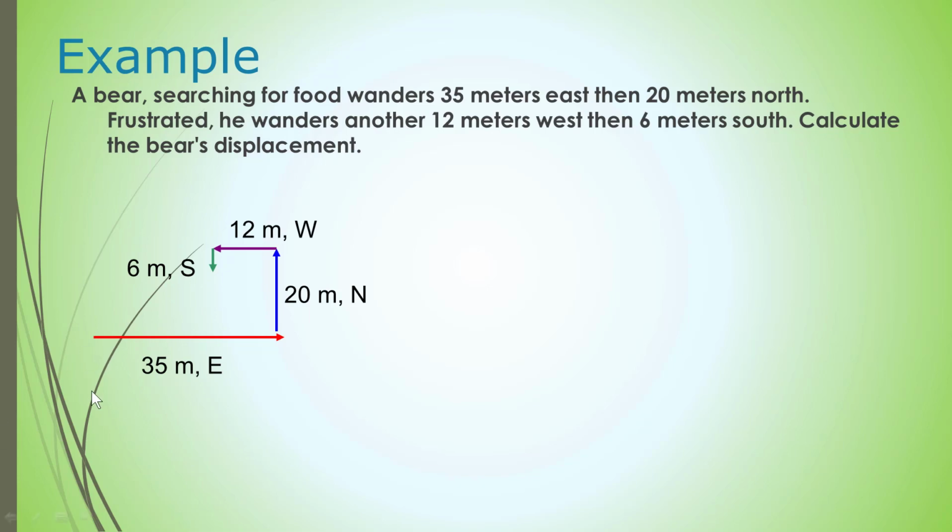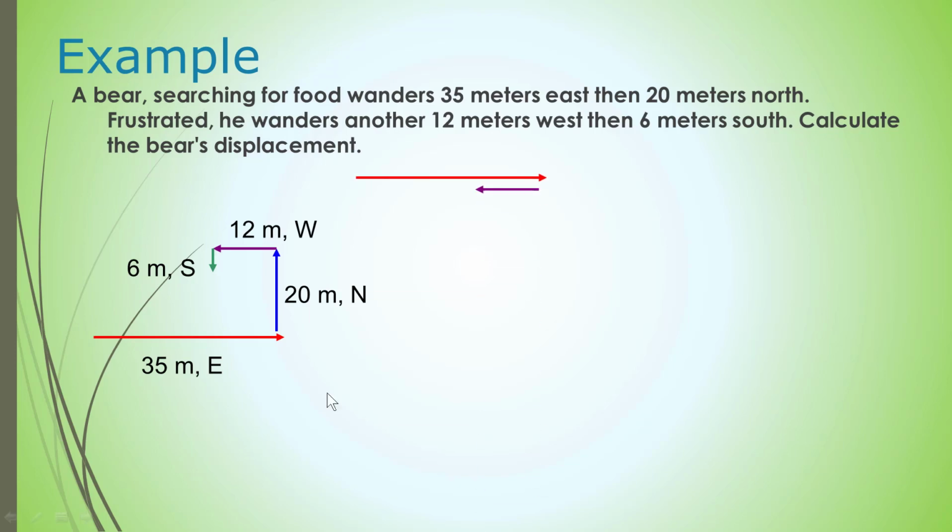Okay, now we have two methods to solve this. First, we can simply join the tail of the first to the head of the last, or you can subtract these two parallel vectors and then draw the displacement. It's up to you. If you are going to subtract the vectors, how are you going to do that?